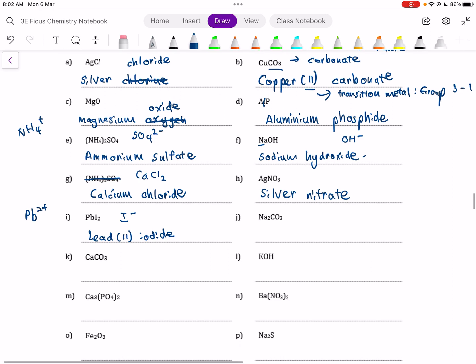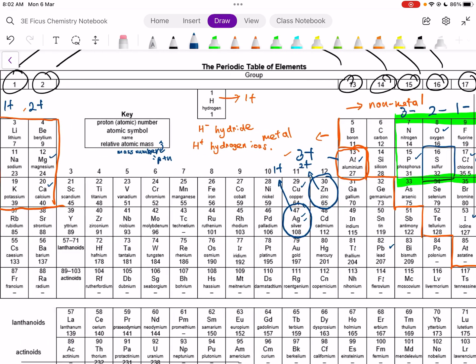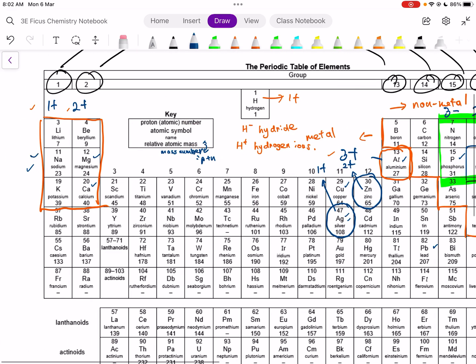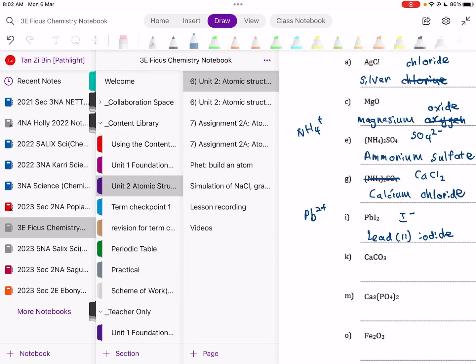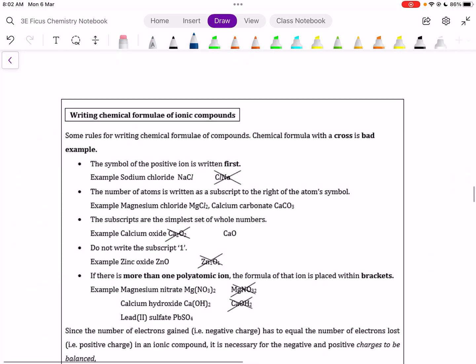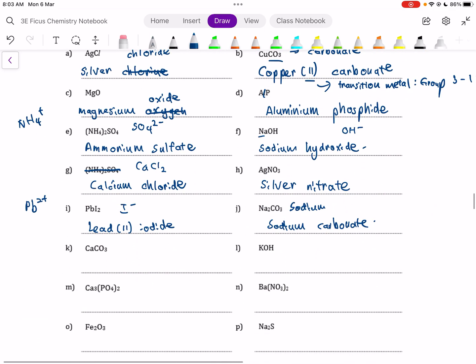Okay, then next I have sodium carbonate. So this one is this way. Sodium carbonate. For this one, Na, sodium over here, and then you have carbonate. Okay, going back, I have this carbonate. So sodium carbonate for this one.